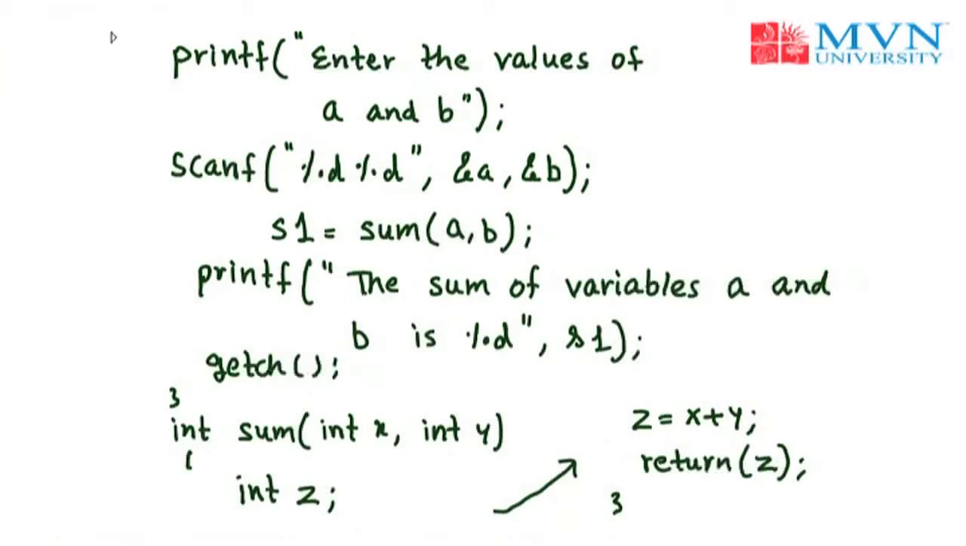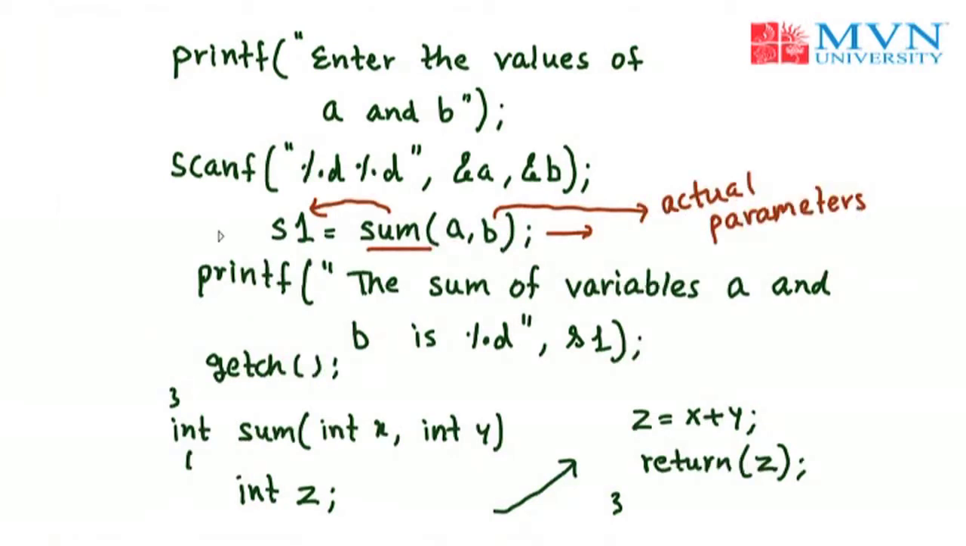So in this program you can see that first we entered the values of the a and b variables from the user. Then in this line we call the function sum, and the value that is returned by the sum function is stored in the variable s1. Here the variables a and b that are passed to the sum function are known as actual parameters.